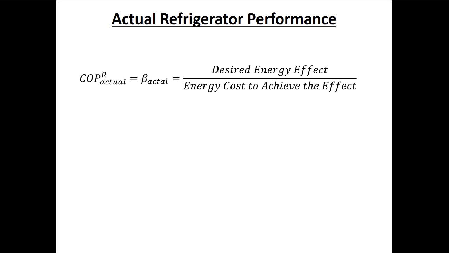And this is going to be the desired energy effect divided by the energy cost, because all of these performance metrics are this equation, energy benefit over energy cost. For a refrigerator, the energy benefit is the heat that we're removing from the cold place, and the energy cost is that we got to plug this thing into the wall. So what's the net power, right? The power it consumes minus whatever power it generates, if we're talking about absolute values like the textbook does.